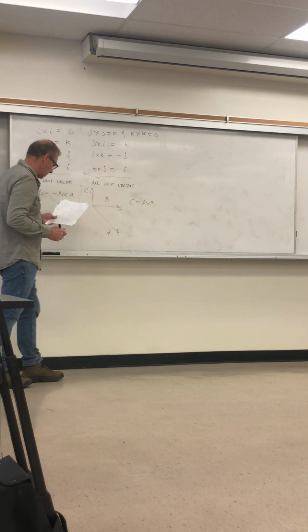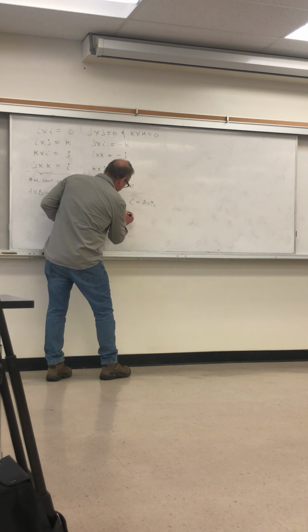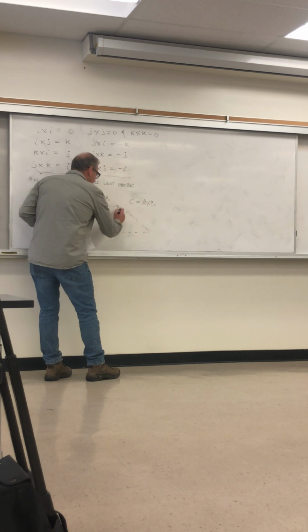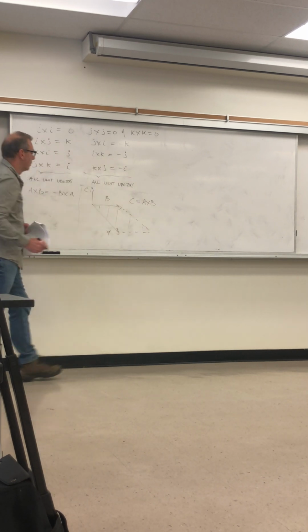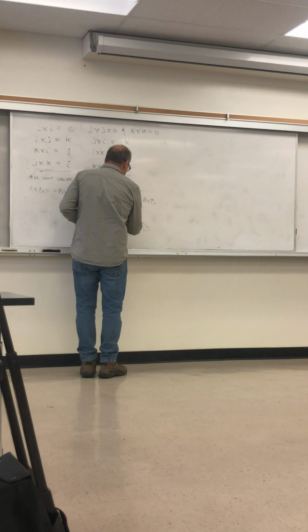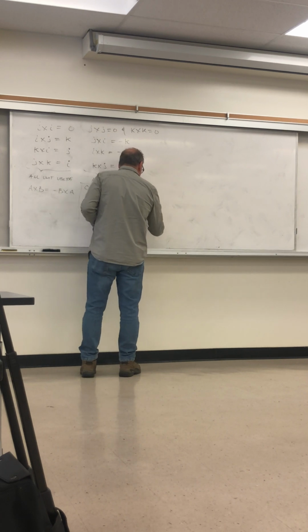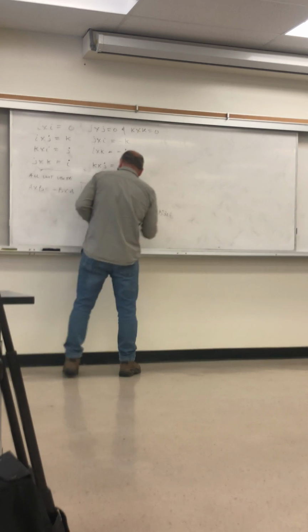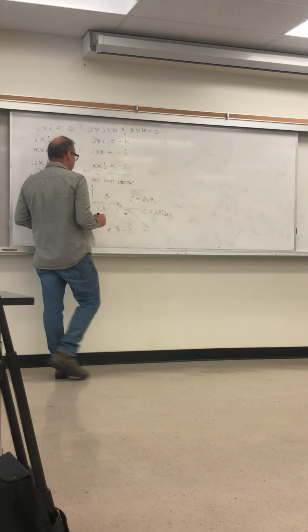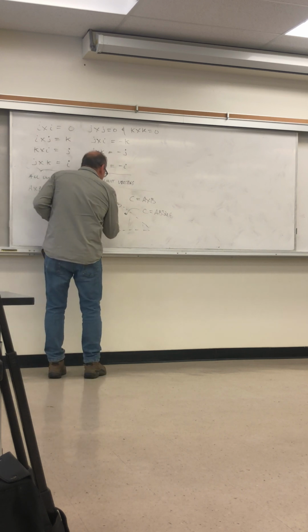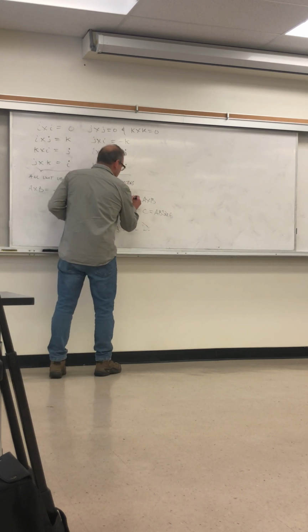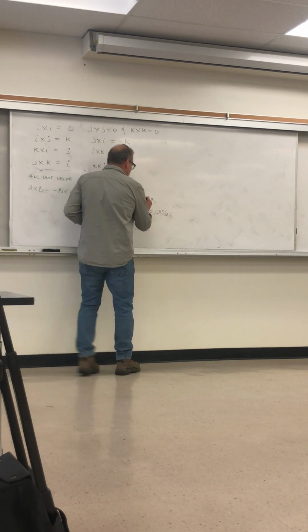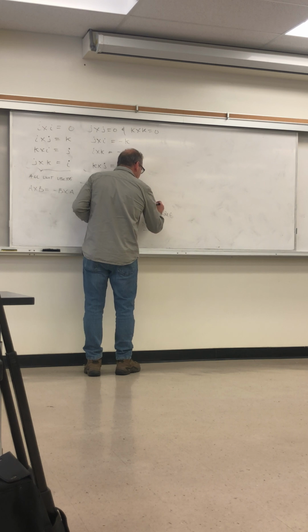C is A cross B, and let's do a parallelogram here. So that's this area. This is C the vector, this is C the magnitude, and this is A the vector, and B the vector.